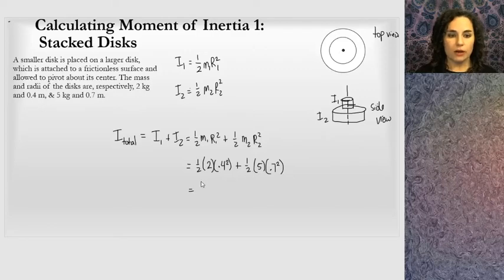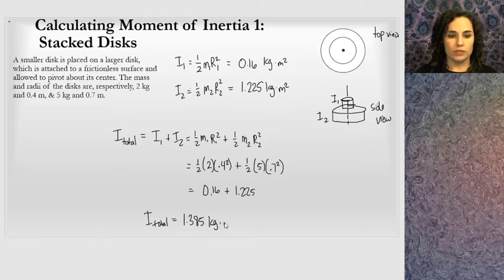When you multiply this stuff out, I1 by itself is 0.16, and the units on that are kilograms times meters squared. I did the same for I2. Just by itself, its moment of inertia is 1.225 kilograms times meters squared. And so I'm going to add that down here to find the total. When I run this through the calculator, 0.16 plus 1.225, you get 1.385 kilograms times meters squared, and that's the moment of inertia.